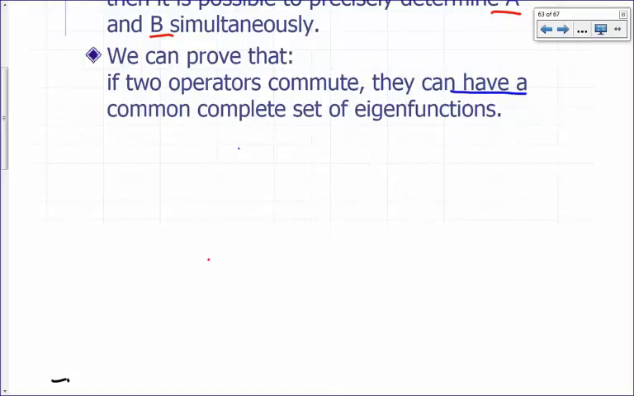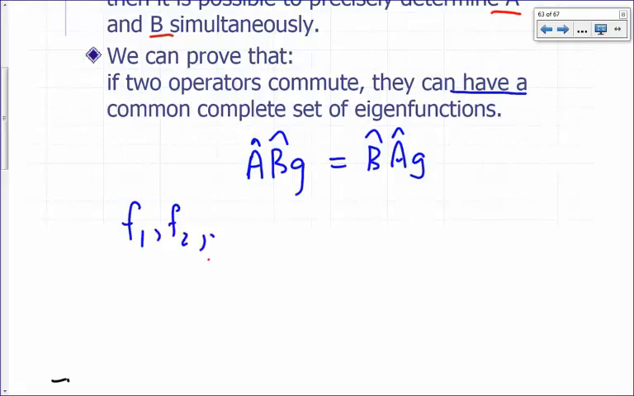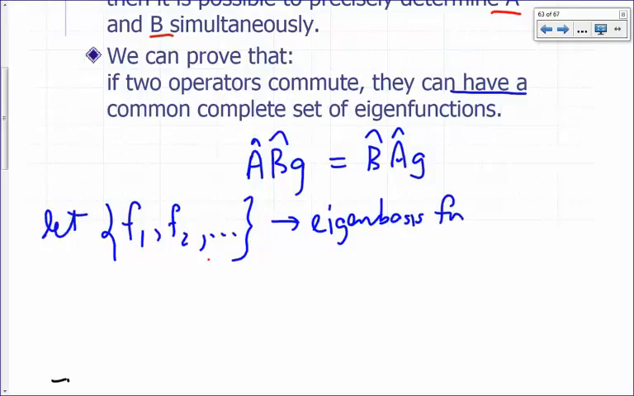We are going to assume that A hat, B hat, G, where G is any arbitrary function, must be equal to B hat, A hat, G, right? That's what we're saying, they commute. Okay. Now, let's say F1, F2, F3 is an eigenfunction of A. It's an eigenbasis for operator A. So you're going to say A hat F1 equals A1 F1, right?